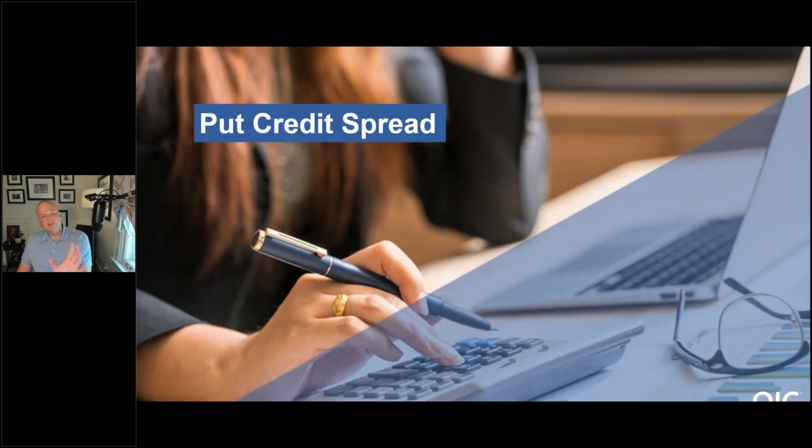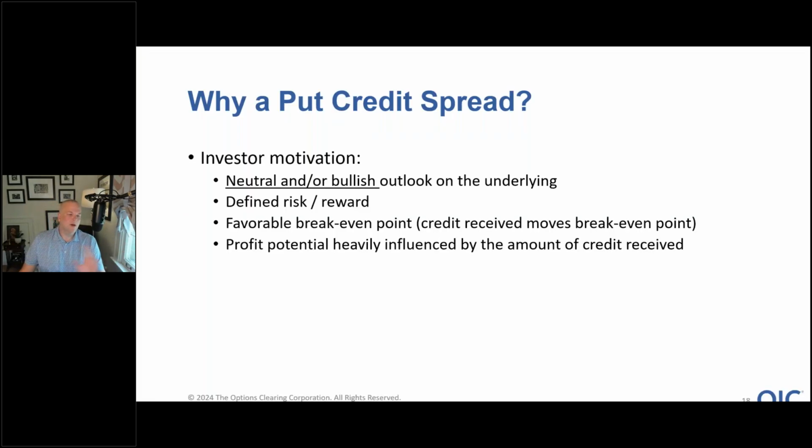Let's look at the same thing on the put side. This is going to look very similar, but it's just on the put side, so I'm going to move quickly through this. The motivation here is the exact opposite of the motivation for the call credit spread. Puts are negatively correlated to underlying price. When stocks go up, puts usually go down in value, and when stocks go down, puts usually go up in value. Thus, if you're selling a put spread or creating a put credit spread, you are theoretically going to be neutral and/or bullish on the underlying.